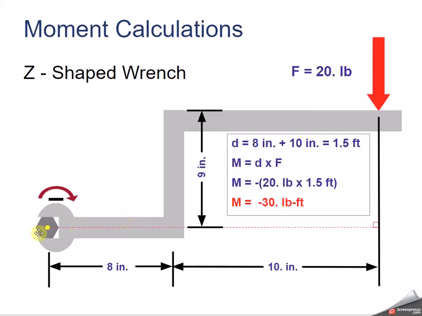Now we take the Z-shaped wrench. We've got to go over 8, up 9, go over 10. What is the total perpendicular distance? Perpendicular distance itself is 18 inches. 18 inches is 1.5 feet, times that 20 pounds of force. Now we're looking at negative 30 foot-pounds due to that clockwise nature.